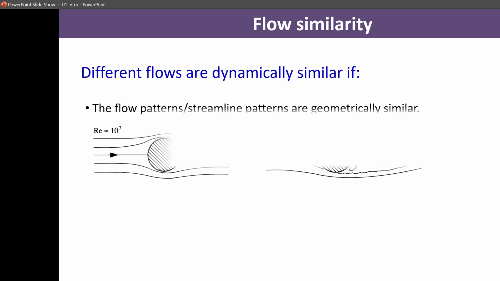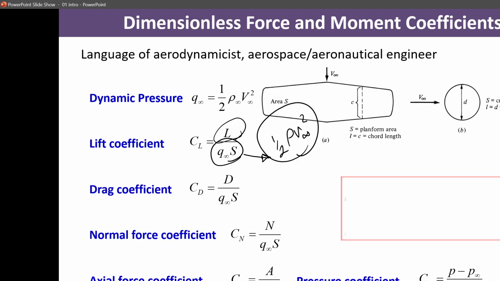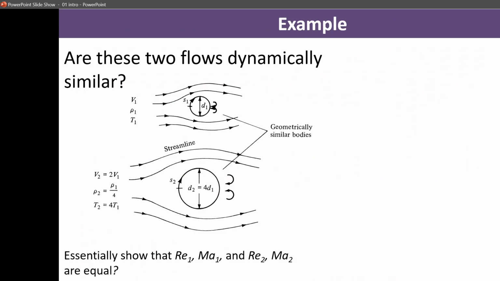Okay. Let's solve an example problem. This example problem will make everything a little more clear, what flow similarity is and how to solve problems for it. So we have these two different flows. Both of them are flows over spheres, right?